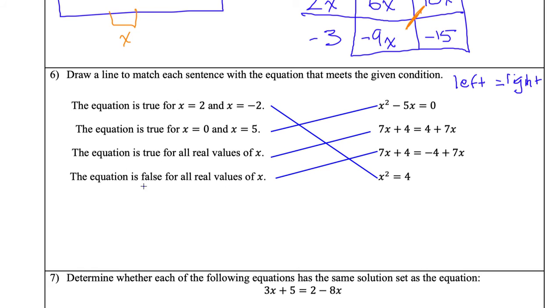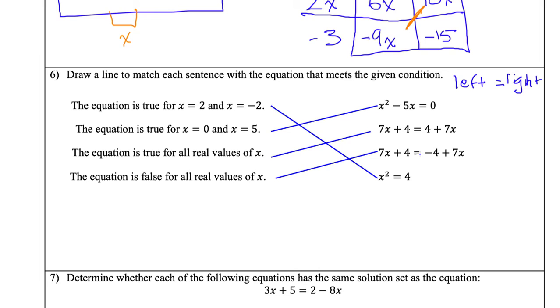And this one makes sense too, right? The equation is false for all real values. Check this one out. If I subtract 7x on both sides, 4 is equal to negative 4. That can never happen. That's like saying 2 is equal to 1. So that's why that one is never true. We've talked about that one before, so I'm not going to explain it too in depth.